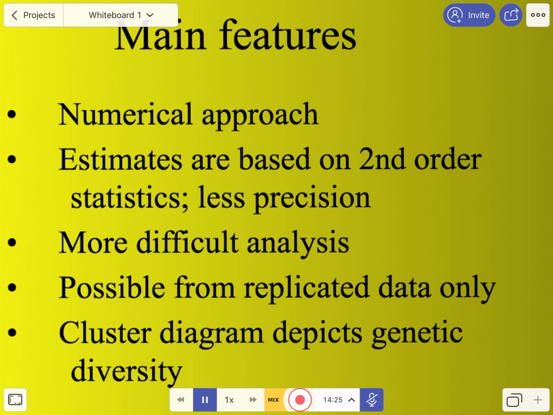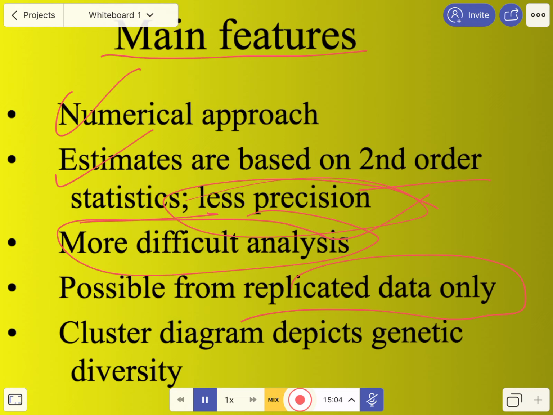So there are some important features of D-square statistics. It is a numerical approach compared to the Metroglyph, which was a semi-graphic method. Its estimates are based on second order statistics, so less precision and less reliable, compared to the Metroglyph analysis, which is based on first order statistics, so highly reliable and robust. The analysis is quite difficult compared to the Metroglyph analysis, and it is possible for replicated data only. Now the genetic diversity is represented by a cluster diagram.